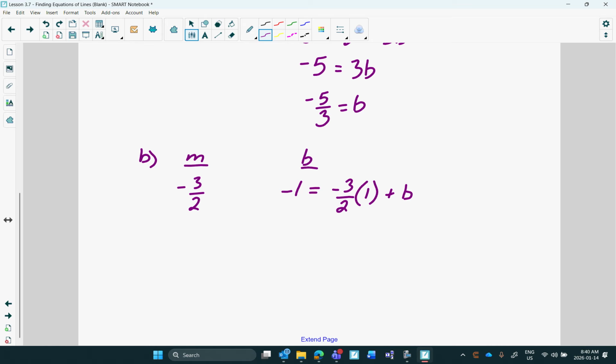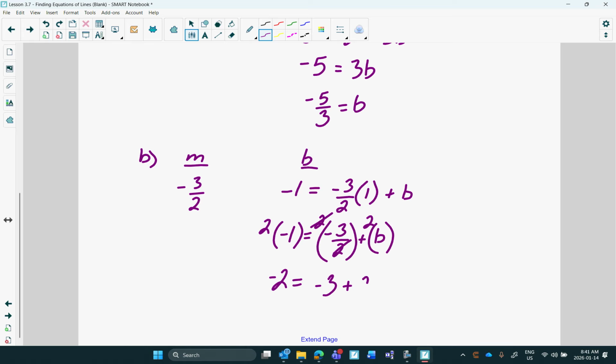And now we solve for b again. So we multiply -3/2 times 1, which is -3/2. Don't like the fractions. So I'm going to multiply everything by 2 to clear them out. So I get -2 is equal to, these two cancel out, times 2 divide 2. So I'm left with -3 plus 2b.